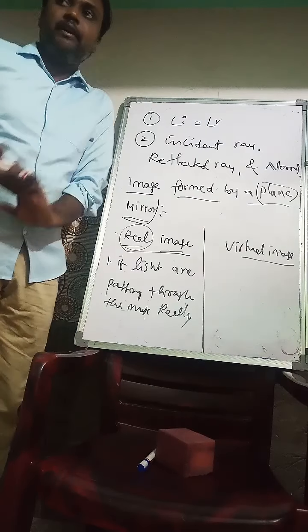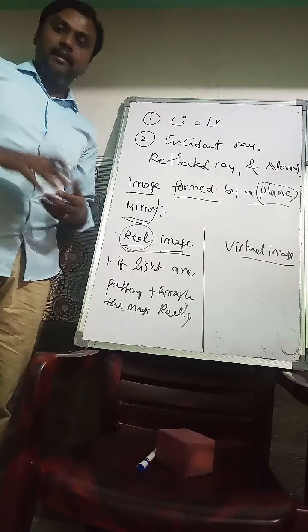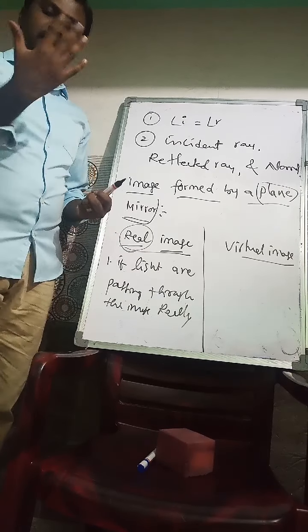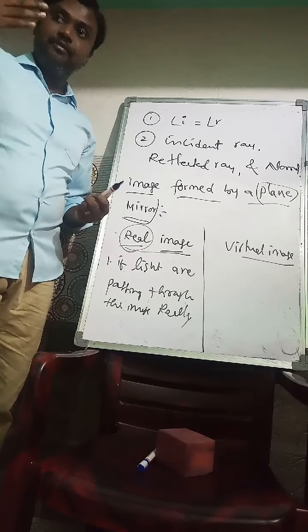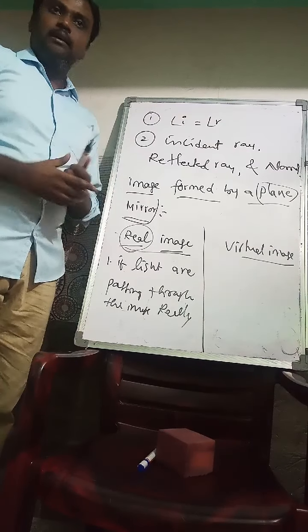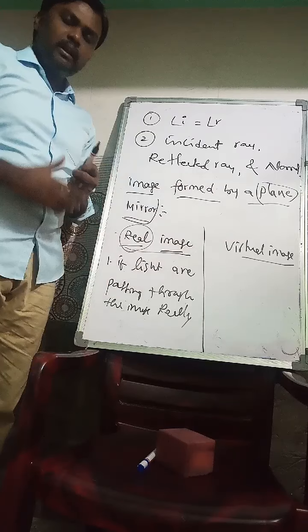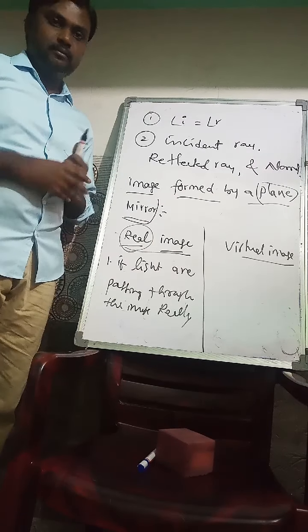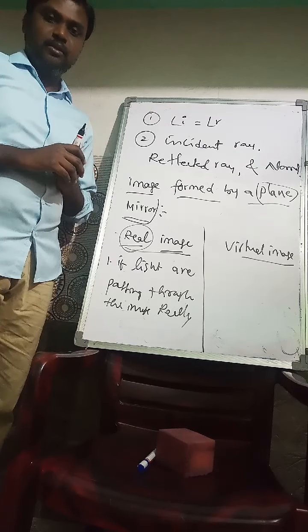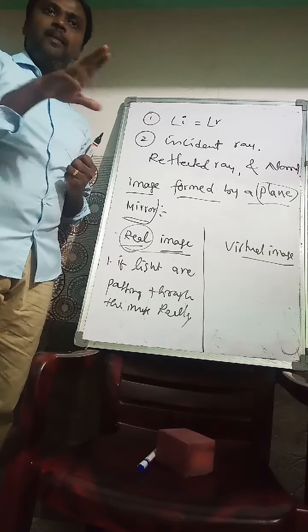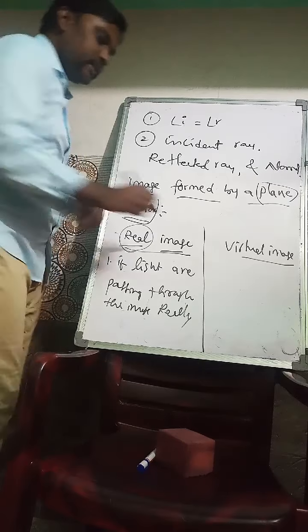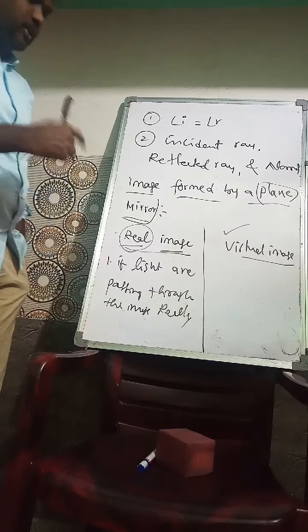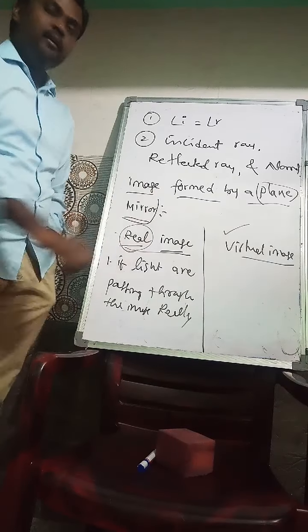Suppose you keep a screen, which is nothing but a paper or anything you can take, the paper is a screen. If you keep a paper behind our plane mirror, are you able to see the image on the paper behind the mirror? No, we are unable to see. Why? Because the rays are not passing through that paper. So that is called a virtual image. If we are able to catch the image on a screen, that is called a real image.